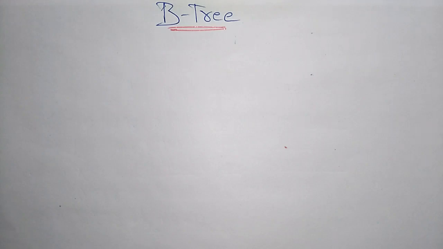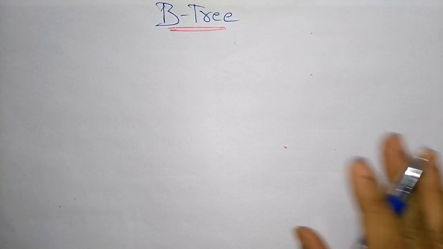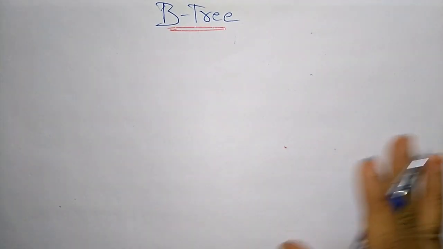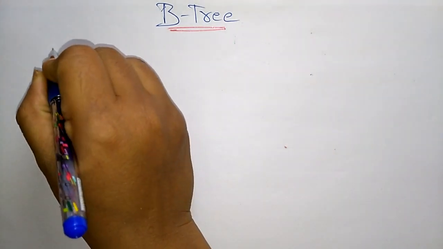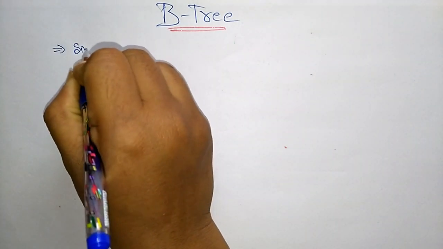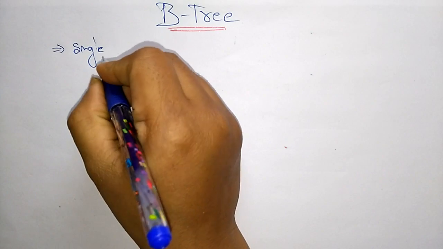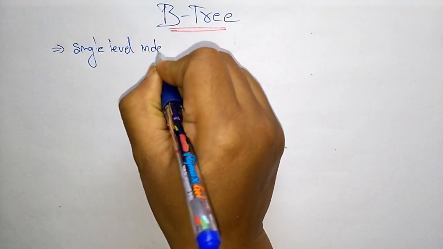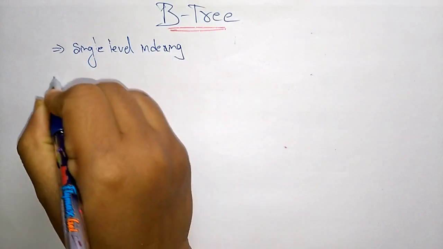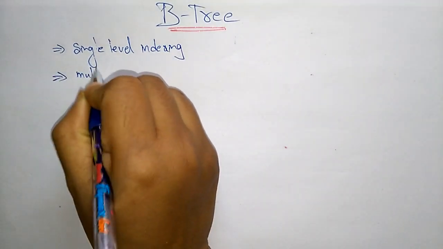Hi students, coming to our next topic, that is B trees. This is one of the important topics from an exam point of view. In the previous videos we had seen single level indexing. Indexing is of two types, single level indexing and multi-level indexing.